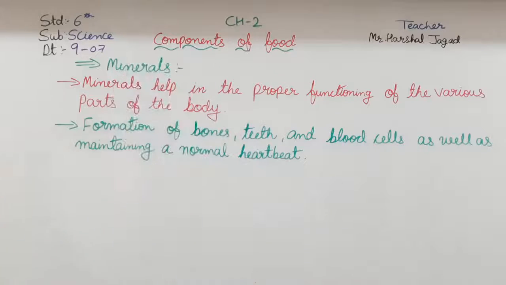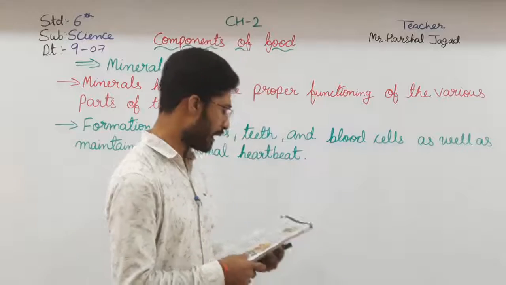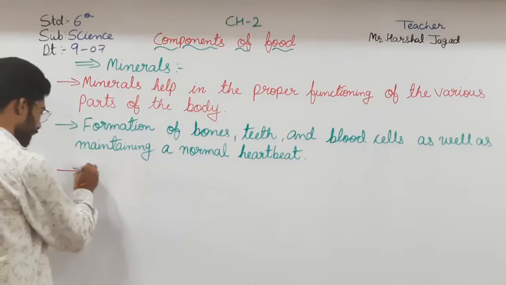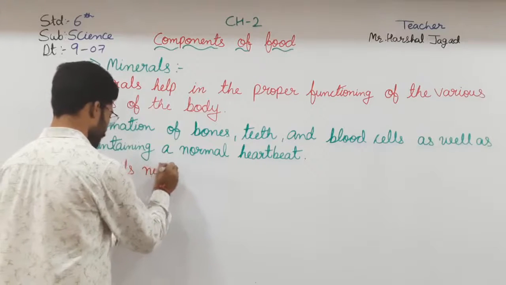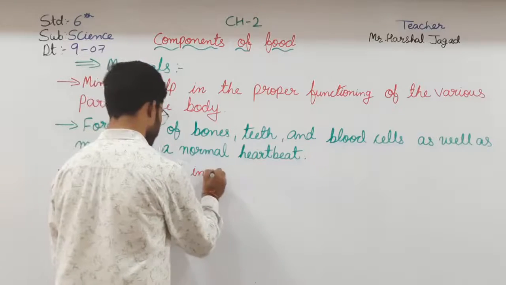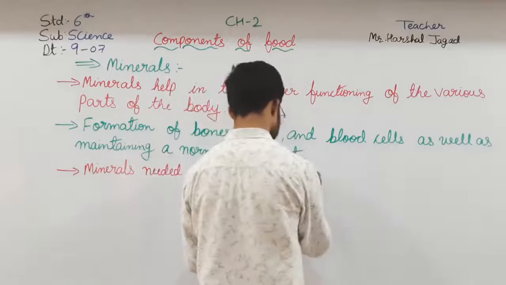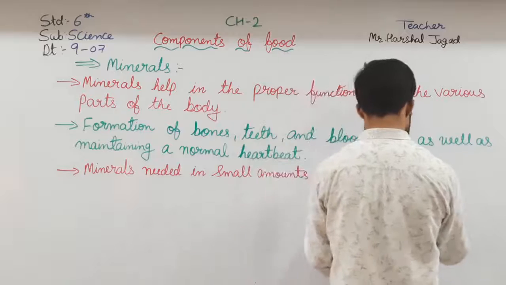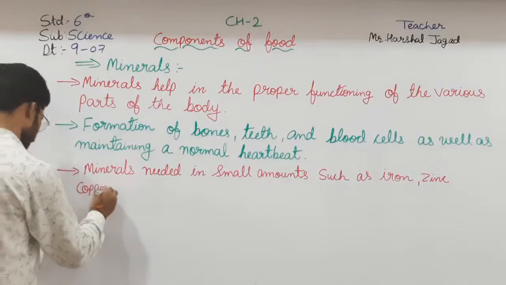Then the next point: some minerals are needed in small amounts such as iron, zinc, copper and magnesium. So the minerals needed in small amounts are such as iron, zinc, copper and iodine.